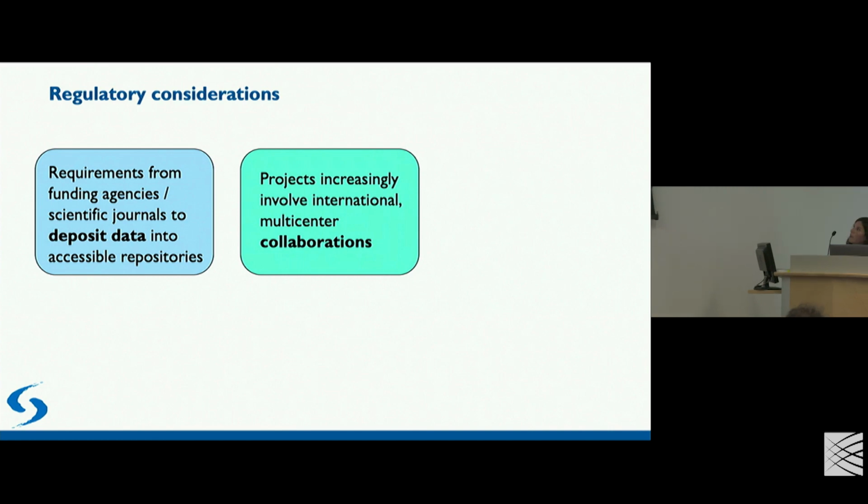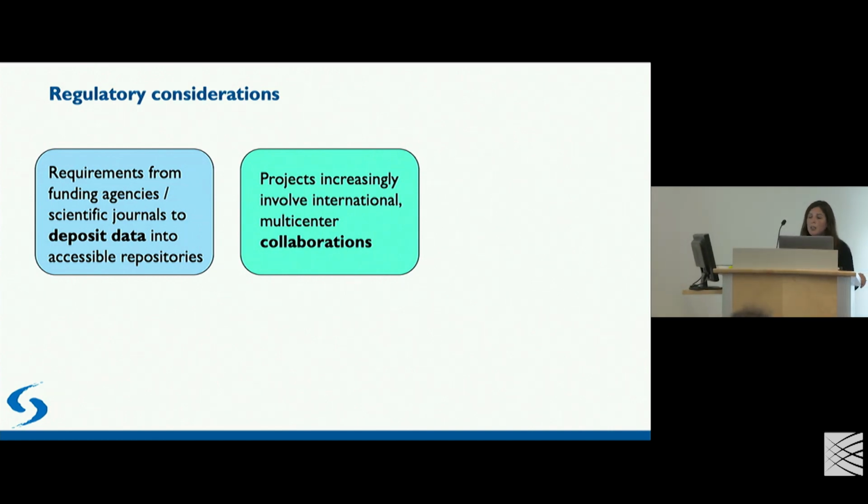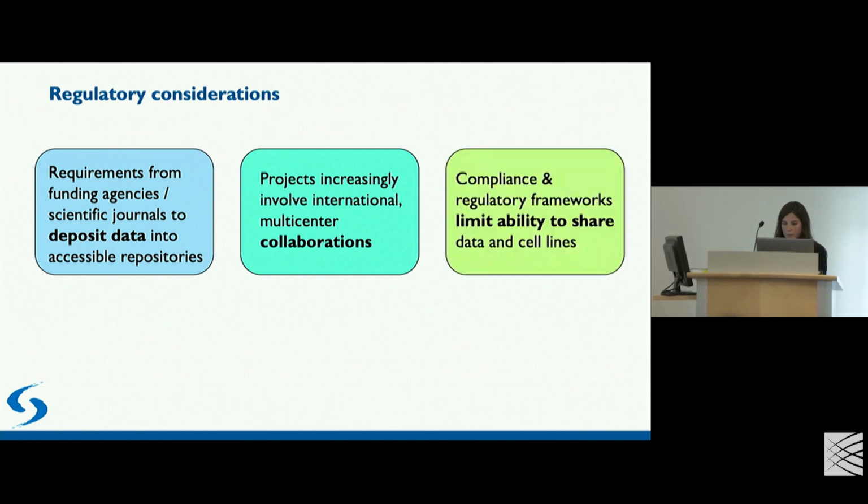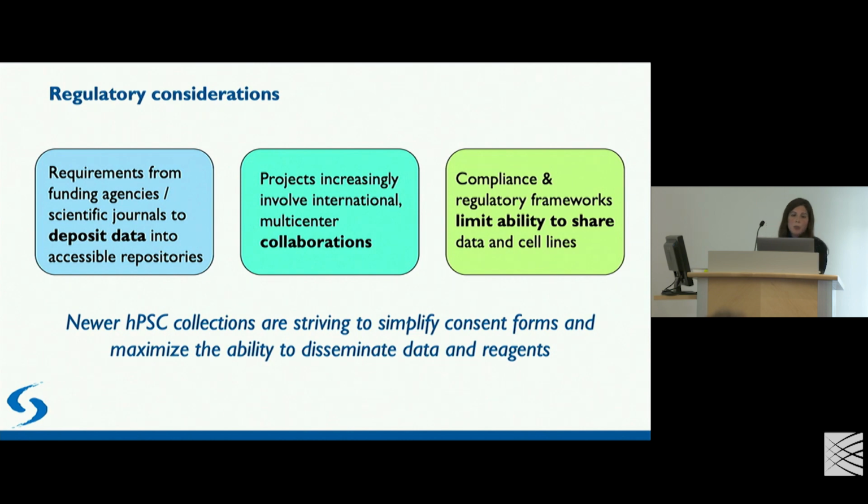And projects increasingly involve international multi-center collaboration to meet cohort diversity ideals, as well as requirements from statistical power calculations. At the same time, compliance and regulatory frameworks limit the ability to share data and cell lines to be consistent with donor consent. This, in turn, can hinder publications, and most importantly, it can preclude the wide use and distribution of these cell lines and the derived data. Luckily, some newer human pluripotent stem cell collections are striving to simplify consent forms and maximize the ability to share and disseminate data and reagents, which means that in the years to come, we hope that lines and data sets will be more easily shareable and more widely usable.